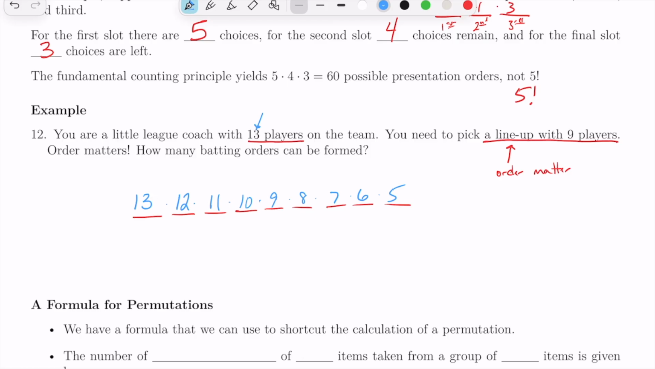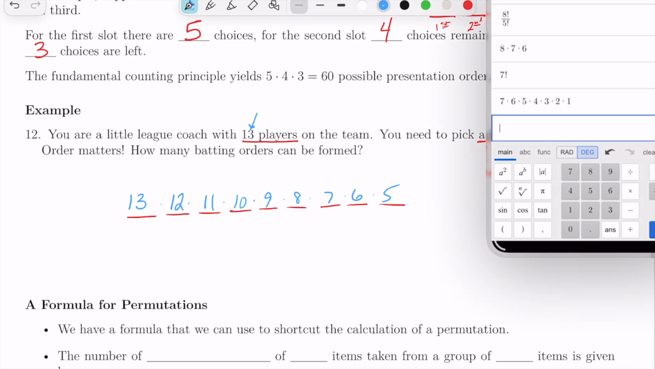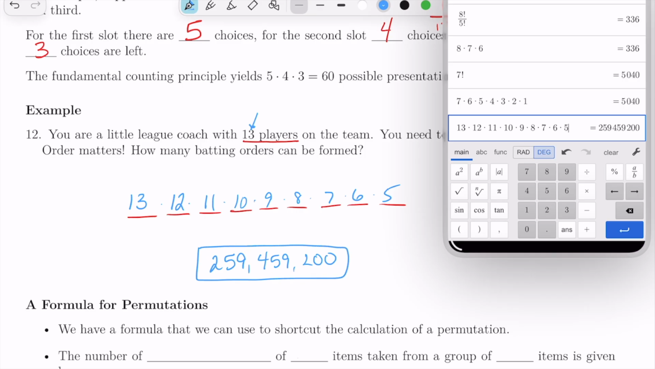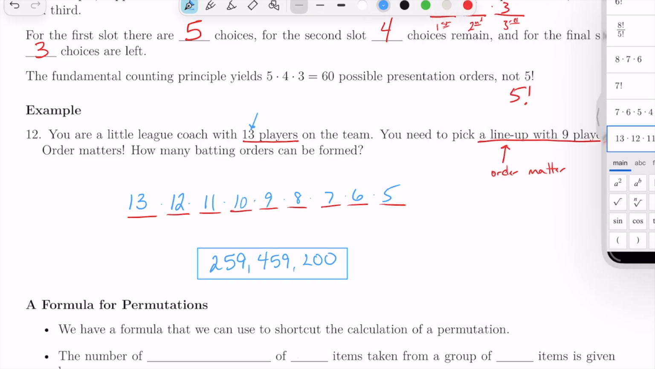So there is a way we can do this on our calculator. First of all, we can just type it in. Ooh, there we go. That's a lot. That works. There's other ways to do this though too.